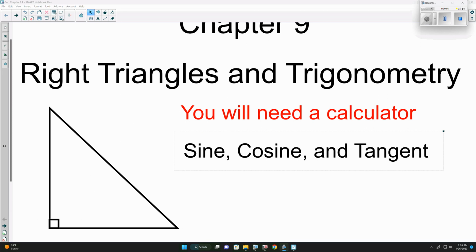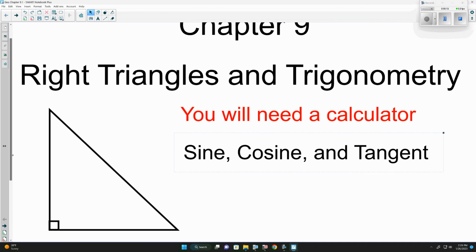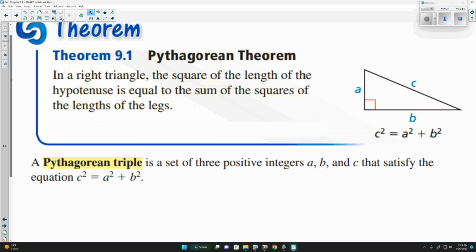Today we are starting chapter number 9. We'll skip the date and come back to it. What we're going over is right triangles and trigonometry. Chapter 9 covers sine, cosine, and tangent, which are our trig functions. But before we get into that, the first thing we're going to cover is the Pythagorean theorem: the sum of the squares of the legs is equal to the square of the hypotenuse.